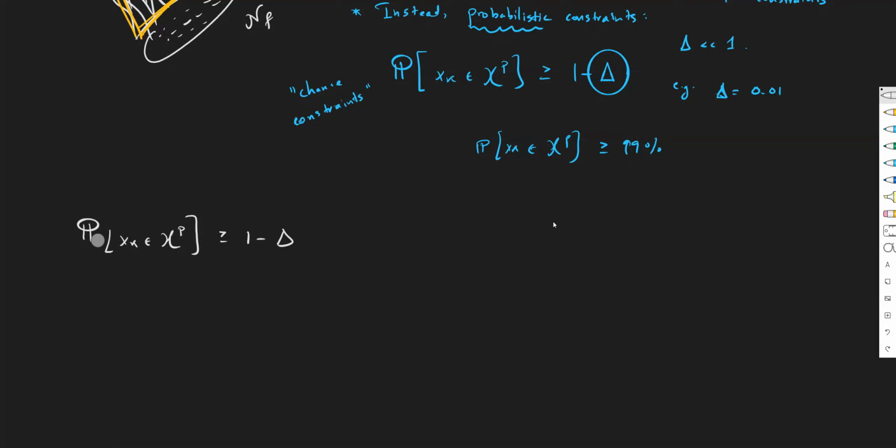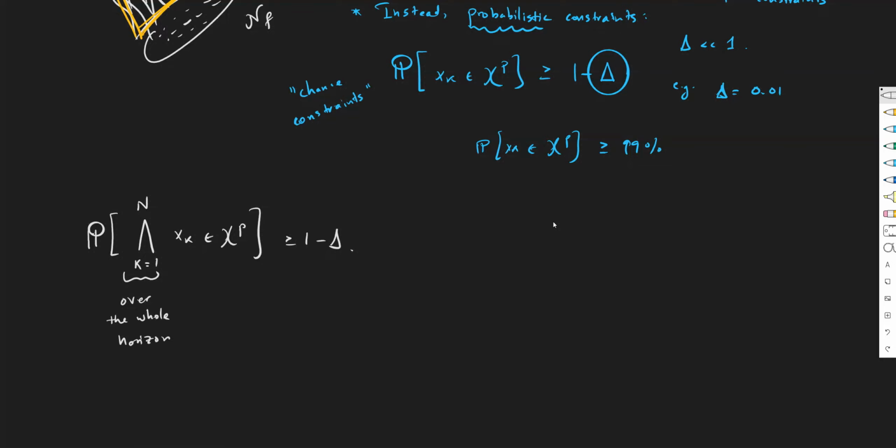And actually, I've made an inaccuracy here. I should write that the probability, that the state is in the state space, and I'm going to put this logical AND operator. So this is even more accurate, because this says that the probability that the state stays inside the state space over the whole horizon. So this AND logical operator means over the whole horizon, from k equals 1 to k equals n. So the probability that the rocket stays in this cone or in this polytope over the whole horizon has to be greater than 1 minus delta.